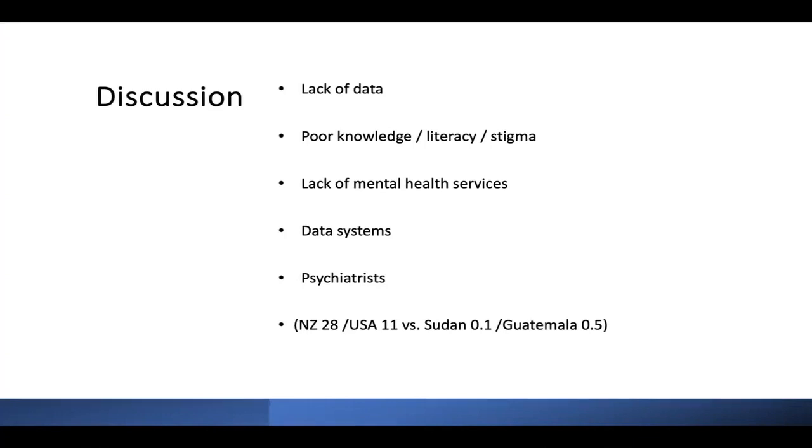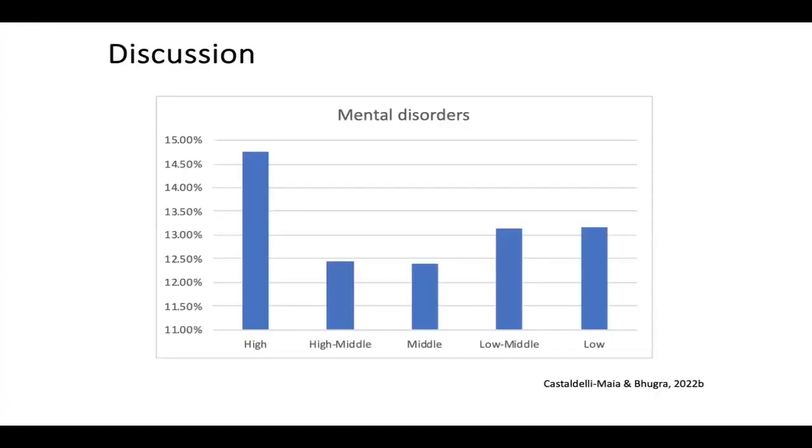In Sudan, they found 0.08 psychiatrists per 100,000 population, as well as in Guatemala, a slightly higher number, 0.4 psychiatrists per 100,000 population. Based on this data, it is possible to suggest that those countries reporting lower rates of psychiatrists may show an underestimated prevalence of mental illnesses. And here is the distribution of mental disorder prevalence between countries according to the socio-economic status.